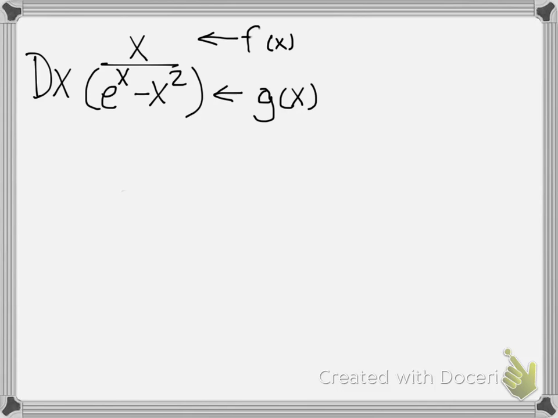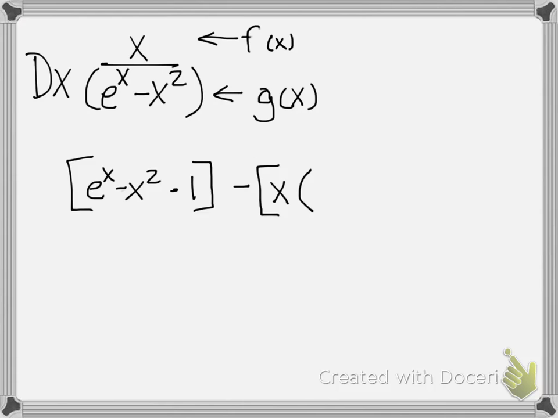Alright, so whenever we actually go through and write this out, we're going to have the bottom. So we have e to the x minus x squared times the derivative of the top, which is just 1, minus the top times the derivative of the bottom, which the derivative of e to the x is just e to the x.